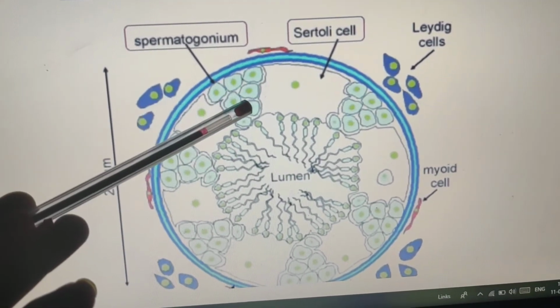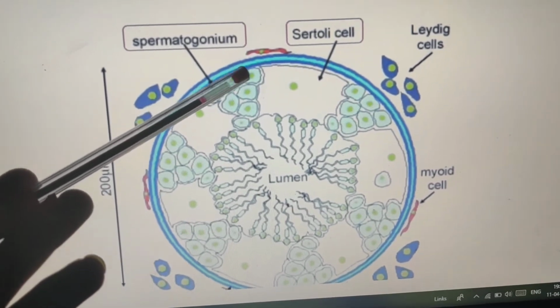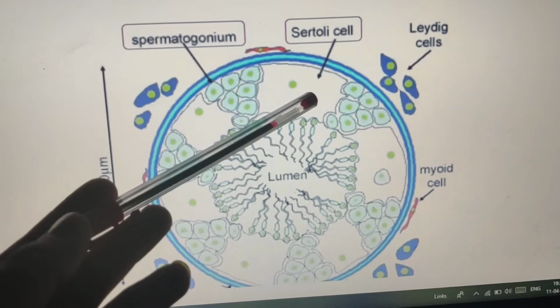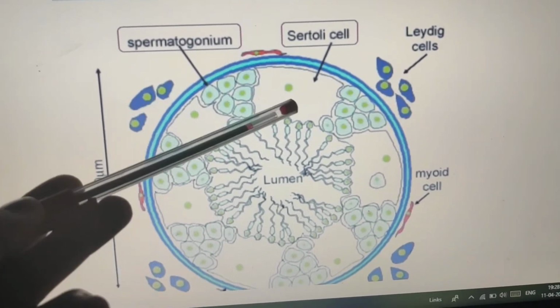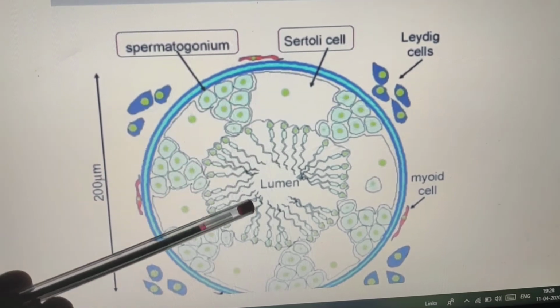Inside this seminiferous tubule, one more type of cells are present, termed as Sertoli cells. These Sertoli cells provide nourishment for the developing sperms.